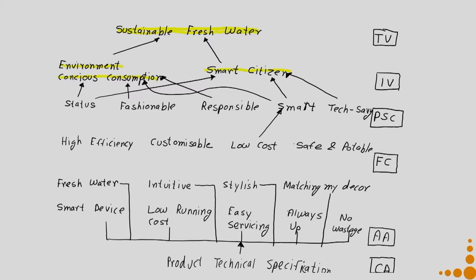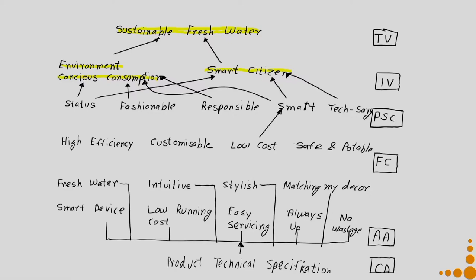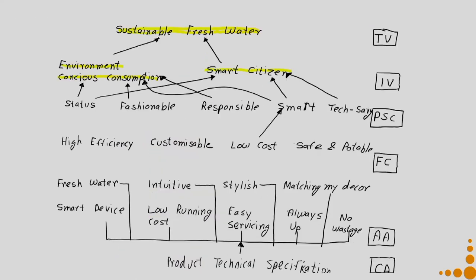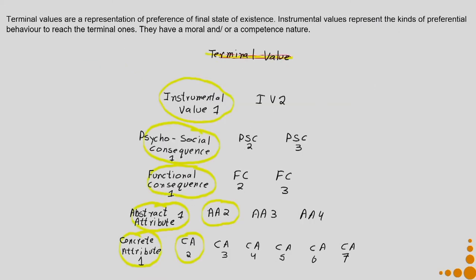So instrumental values help you to reach the terminal value. Instrumental values have a moral or a competence kind of nature, which is built because of the psychosocial consequences. Terminal values are a representation of preference of final state of existence. So in our context, the final state of existence was sustainable fresh water. So once you build up all these in these 3 layers, what you try to do is see the connections.